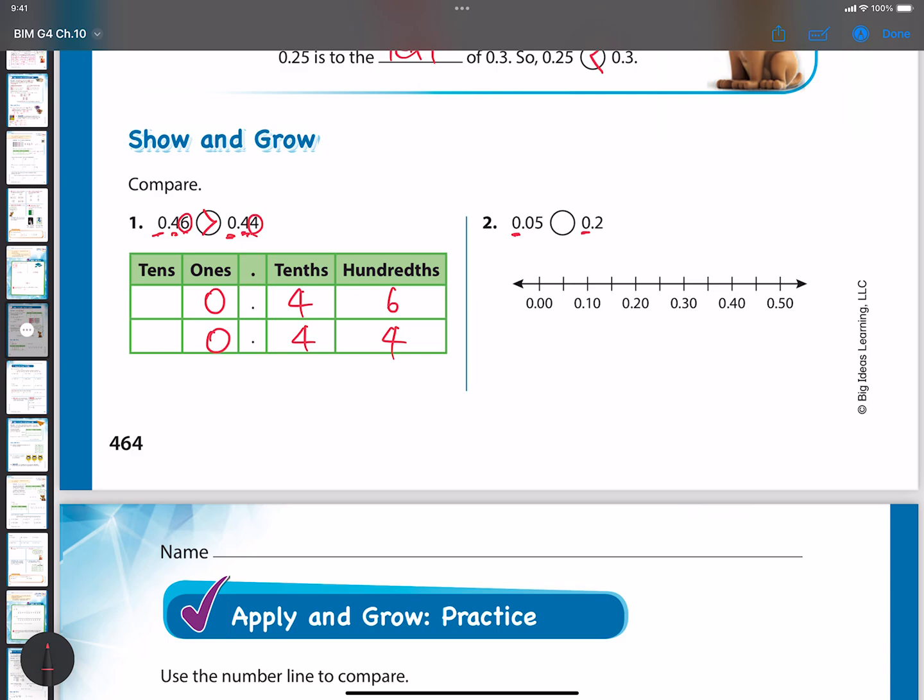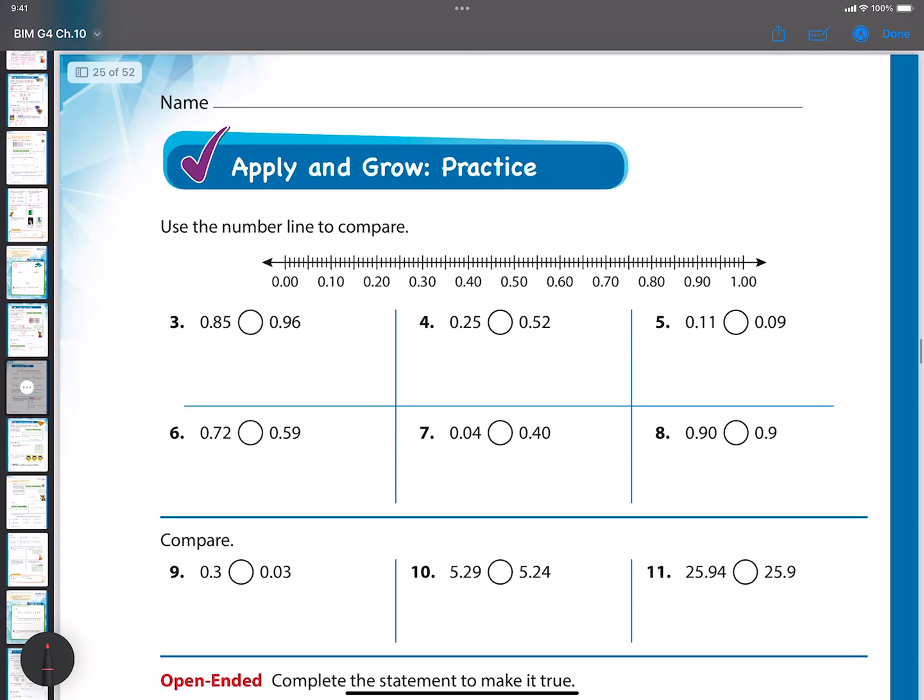Now number 2. Compare these ones: same, zeros, right? What about tenths? 0 versus 2. That's it. Maybe they want us to use place value and a number line here: 0.05 and 0.2 is here. Alright, now you need to pause your video and do these questions by yourself, and then come back for checking if you are correct or wrong. Okay? Go ahead.